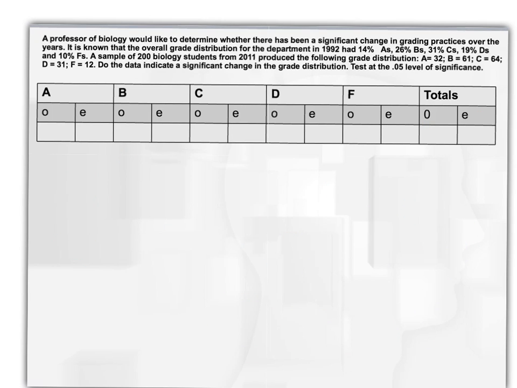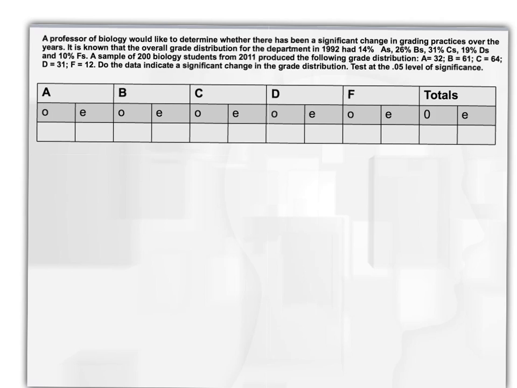Go ahead and stop the PowerPoint, read this problem, and notice the similarities and the differences between the data presented in this problem and in the previous one. The similarities are that we have a sample size. In this case, we have 200 biology students. We have frequencies that we observe, 32 A's, 61 B's, 64 C's. We have a significance level. We have categories. We have 1, 2, 3, 4, 5 categories of grades. All of those are the same.